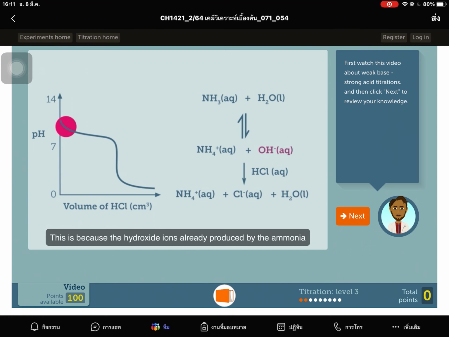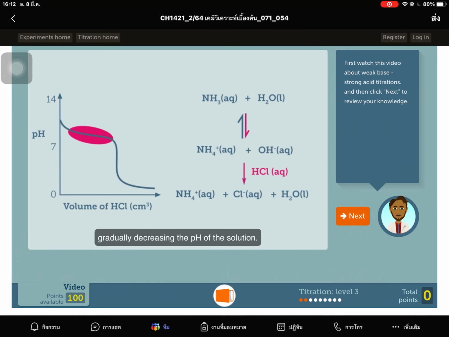This is because the hydroxide ions already produced by the ammonia in water are neutralized by the hydrogen ions from the strong acid. The slope of the titration curve then begins to decrease at a slower rate, because now the ammonia needs to produce more hydroxide ions in order to re-establish the equilibrium. The hydroxide ions produced continue reacting with the strong acid, gradually decreasing the pH of the solution.